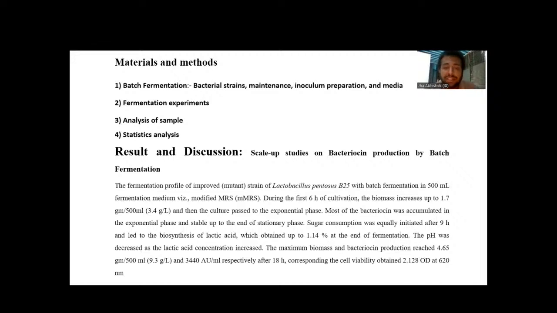Also, the materials and methods used: the first is batch fermentation, in which we have used the bacterial strain, the maintenance of the bacteria, the inoculum preparation, and the media that has been used. Then the second is the fermentation experiment that we carried out in our lab with an aluminum flask, and also the amount of media and strains, and also the analysis of the sample, how the sample was analyzed with different concentrations that we checked on a daily basis.